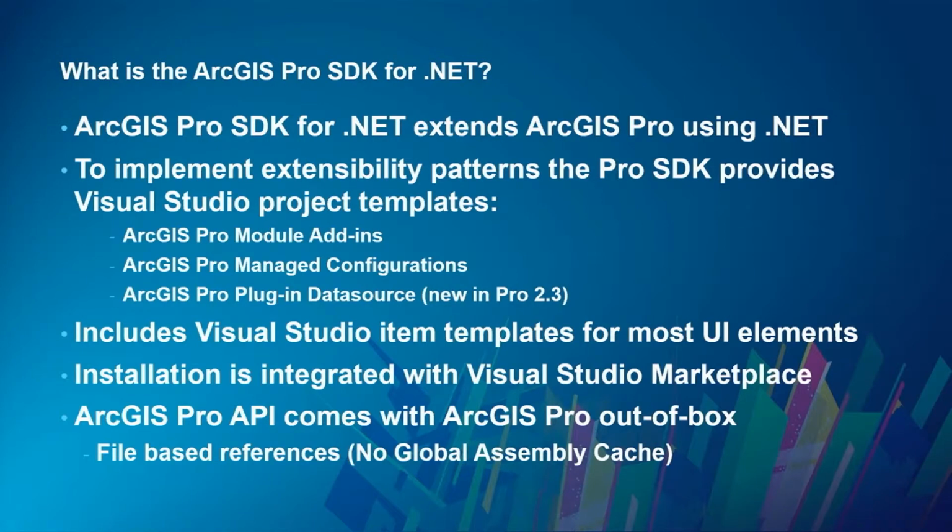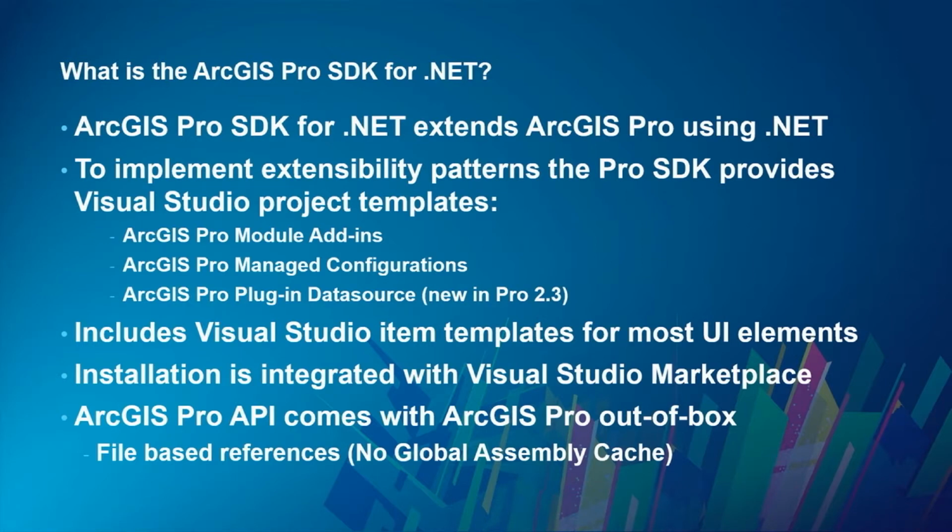The ArcGIS Pro SDK for .NET extends the Pro application using the .NET framework. There are three extensibility patterns that are available: the Pro module add-ins, the managed configurations, and the plugin data source, which is new at 2.3. The SDK offers a collection of project and item templates. You can install the SDK from the Visual Studio Marketplace, and you can install it directly from within Visual Studio. We currently support versions 2015 and 17.